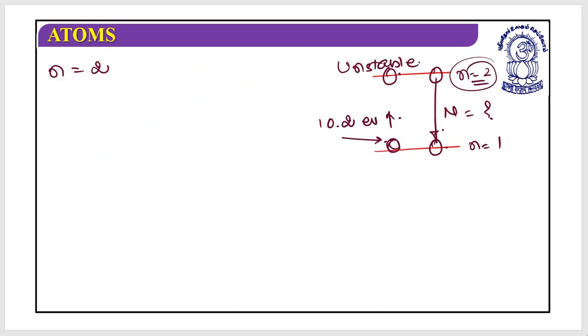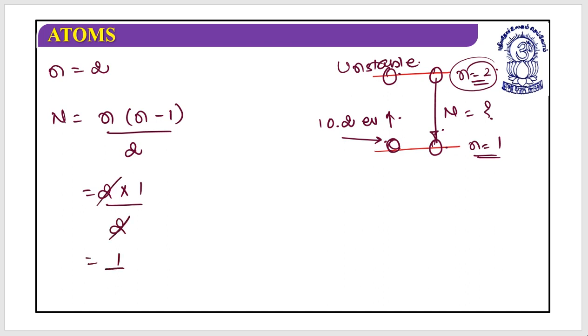So it was at n equals 2, and if it jumps to 1, what would be the number of spectral lines? It's n into n minus 1 divided by 2, where n would be 2. It's 2 into 1 divided by 2, which equals 1. That's it. So one spectral line will be emitted, and that spectral line's energy would be 10.2 eV. Basically it is the difference of the energies of the higher state and the lower state. I hope this is clear.